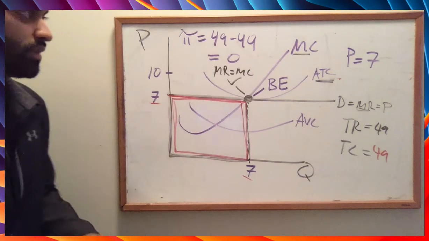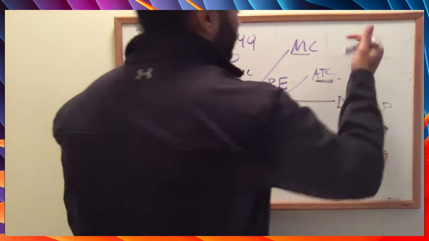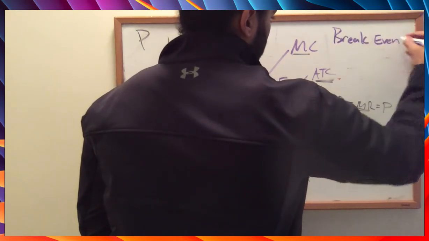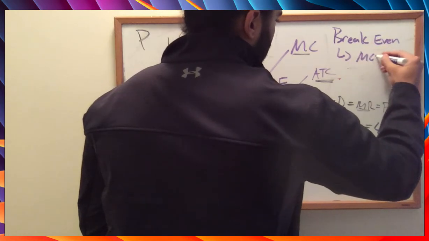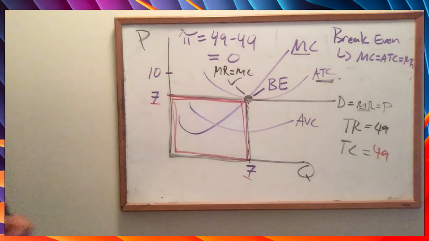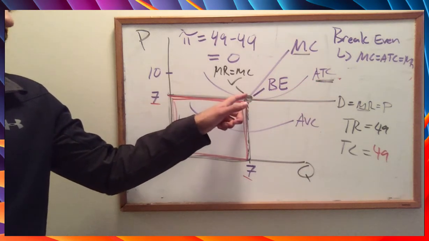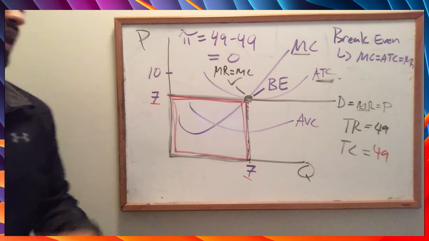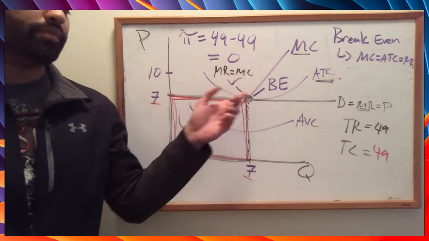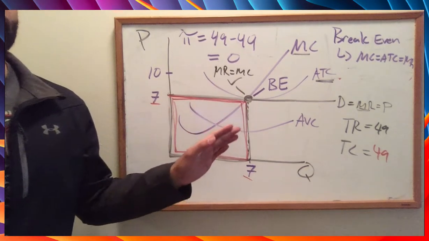Now this only happens, you only have a break-even point when your marginal cost equals your average total cost, which equals your marginal revenue. So when those 3 curves, so marginal cost, average total cost, and your marginal revenue intersect at the same point, that is your break-even point. So if I were to ask you at what price do we break even, it's at the lowest point of your average total cost curve where it meets marginal cost. So in this case, if we set the price at $7, we would make 0 profit.